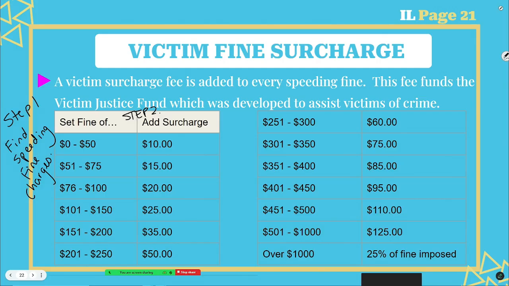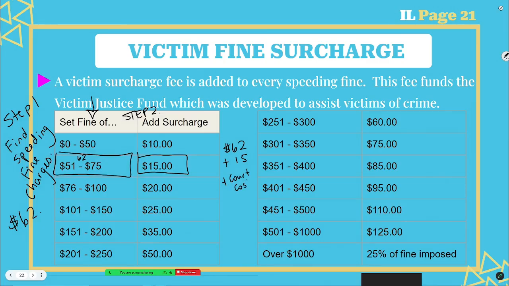Once you have that, then step 2 is to add the surcharge. If my speeding fine charges were $62, say I got charged $62, I then look at the first column, which is the set fine, and I find $62 falls within the $51 to $75 range. That means that my added victim's surcharge is going to be $15. So I would add $62 plus the $15.